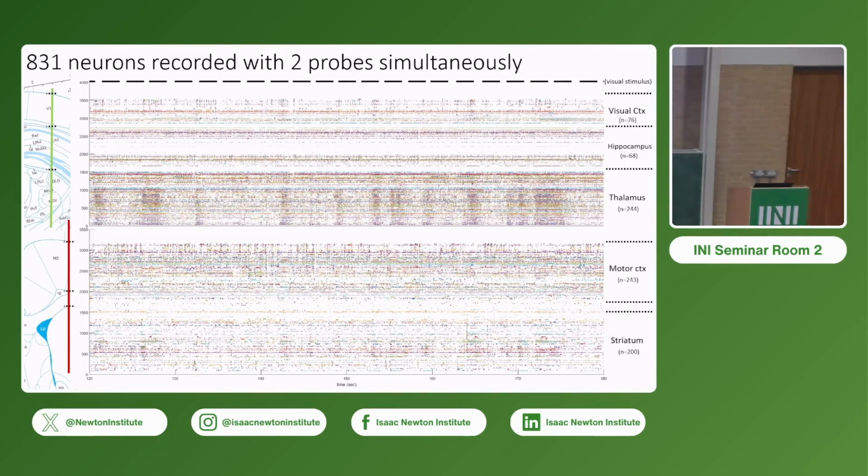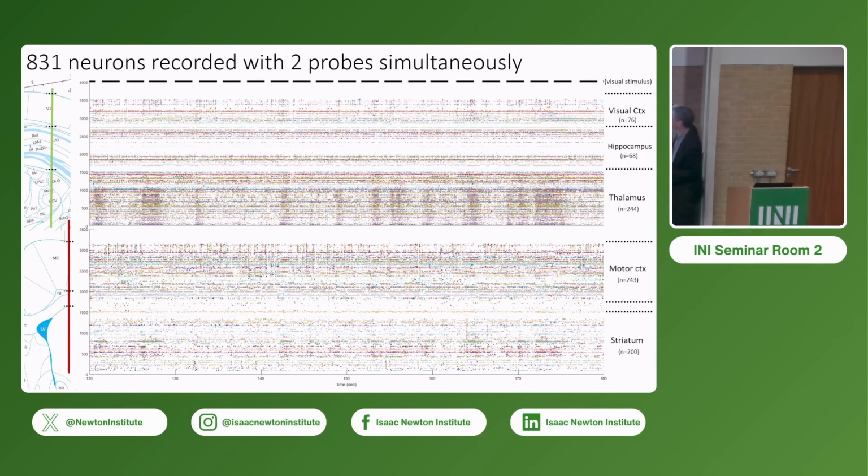So at the top there, that dashed black line is the time of a visual stimulus that was presented to the mouse. And here are the recordings in the visual cortex. And when you look at it this way, you don't see much sign of the visual stimulus. It's there, but it's subtle. What instead you see is these sort of events here. You see them with your naked eye.